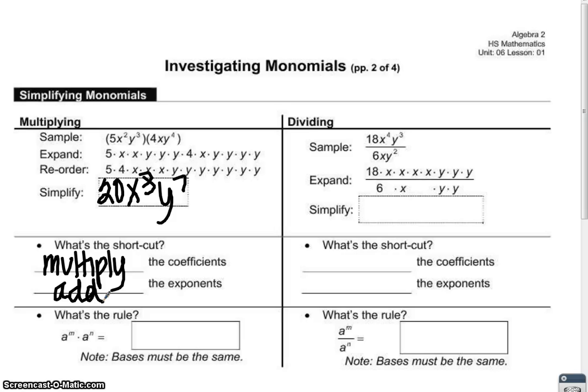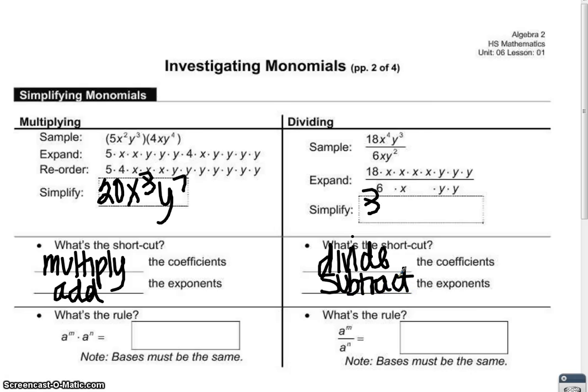What do you think is going to happen here? We did the expansion. So when I simplify, what am I going to do with the 18 and 6? That's right, I'm going to divide them. So I get 3. So here, I divide my coefficients. And what do you think I'm going to do? Subtract my exponents.